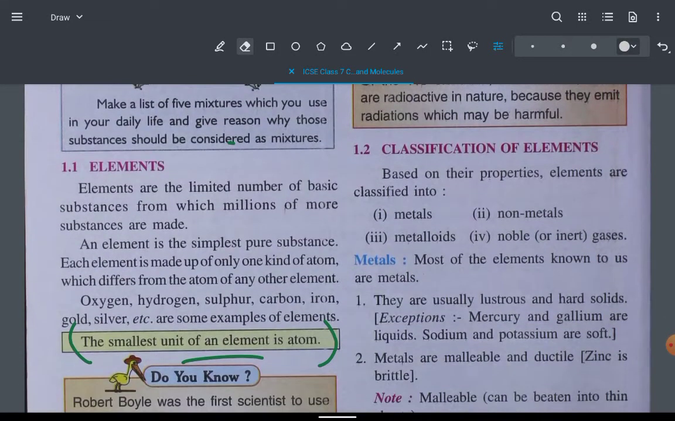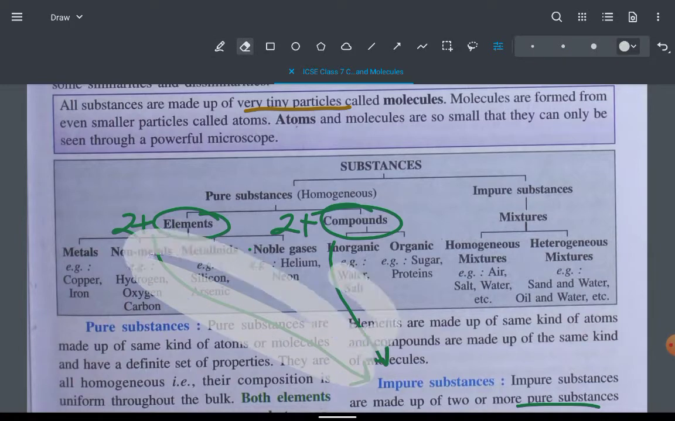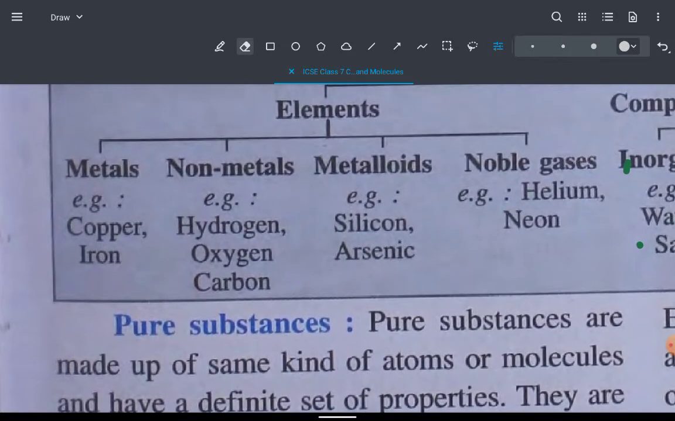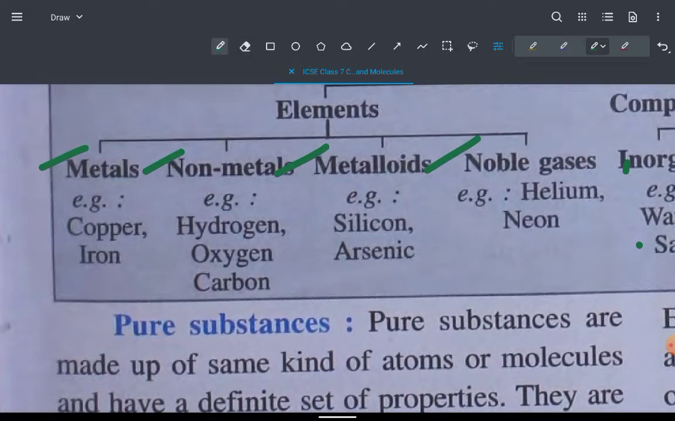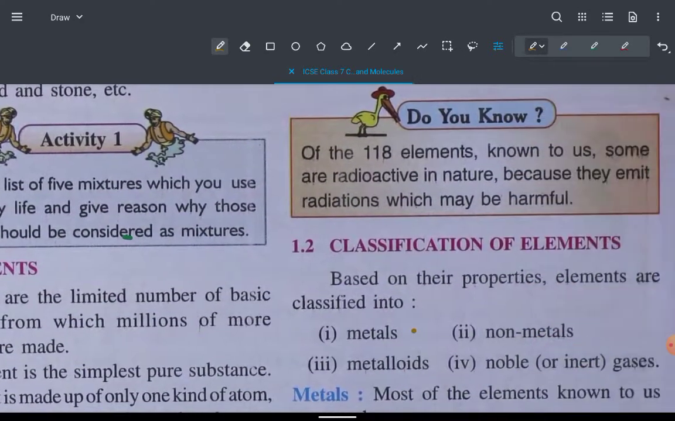Next we go on to classification of elements. If we go back to the table, we can see that elements are of 4 types. Just zoom into this part, right? You see the 4 types of elements: metals, non-metals, metalloids, and noble gases. So we will study about them in this part.